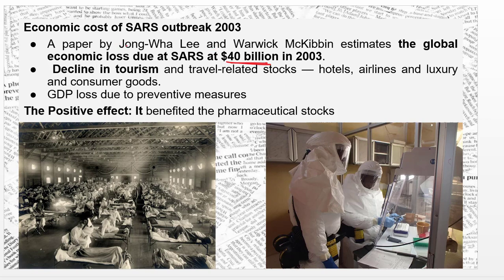Now, whenever such outbreaks happen, a number of industries are affected by it. The only industry that actually benefits from it is the pharmaceutical industry, because more research will be done on treating the disease, and more drugs would be sold to mitigate its effects. But apart from that, people would now not want to travel to such a country. So there is a decline in tourism levels. All other travel-related stocks, for example hotels, airlines, luxury and consumer goods, face a decline.